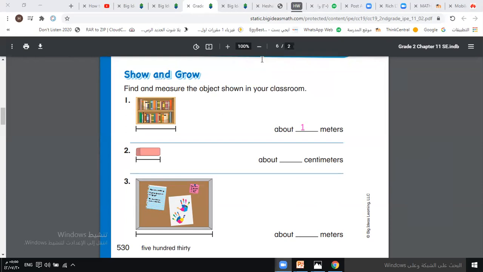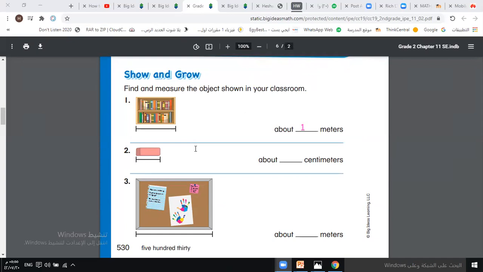I'll choose now Omar Ala. Hello, Omar, how are you? Fine, thank you. Omar, to get the length of this eraser, is it easier to use a centimeter ruler or to use a meter stick? Centimeter ruler. Yes, very good.